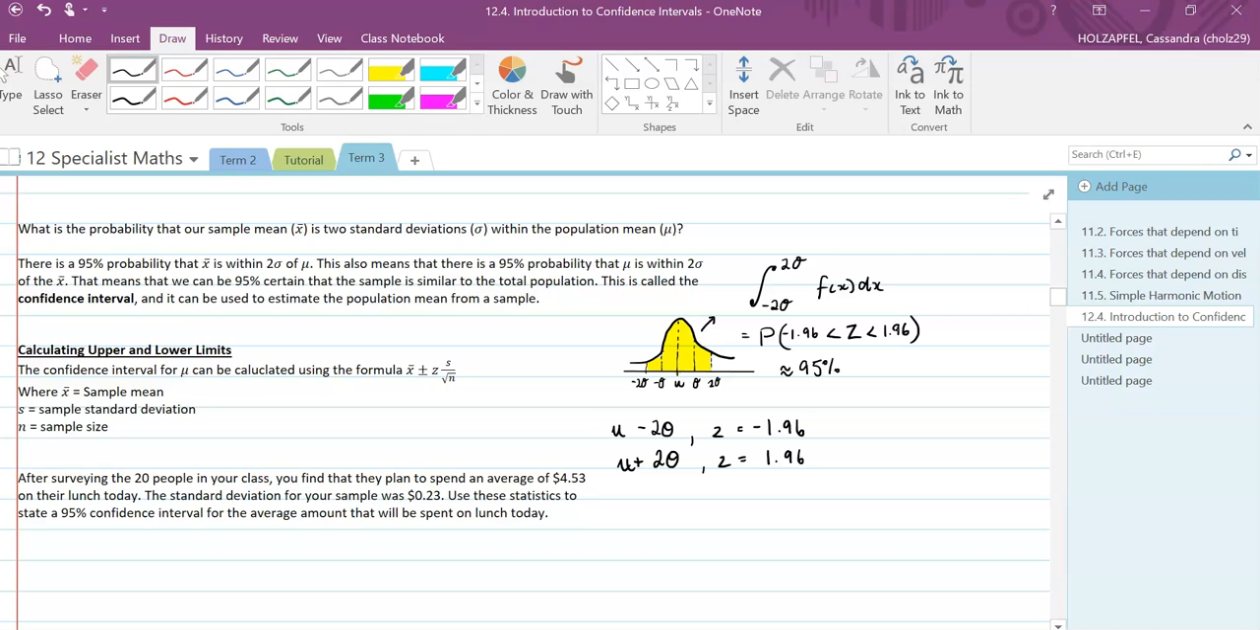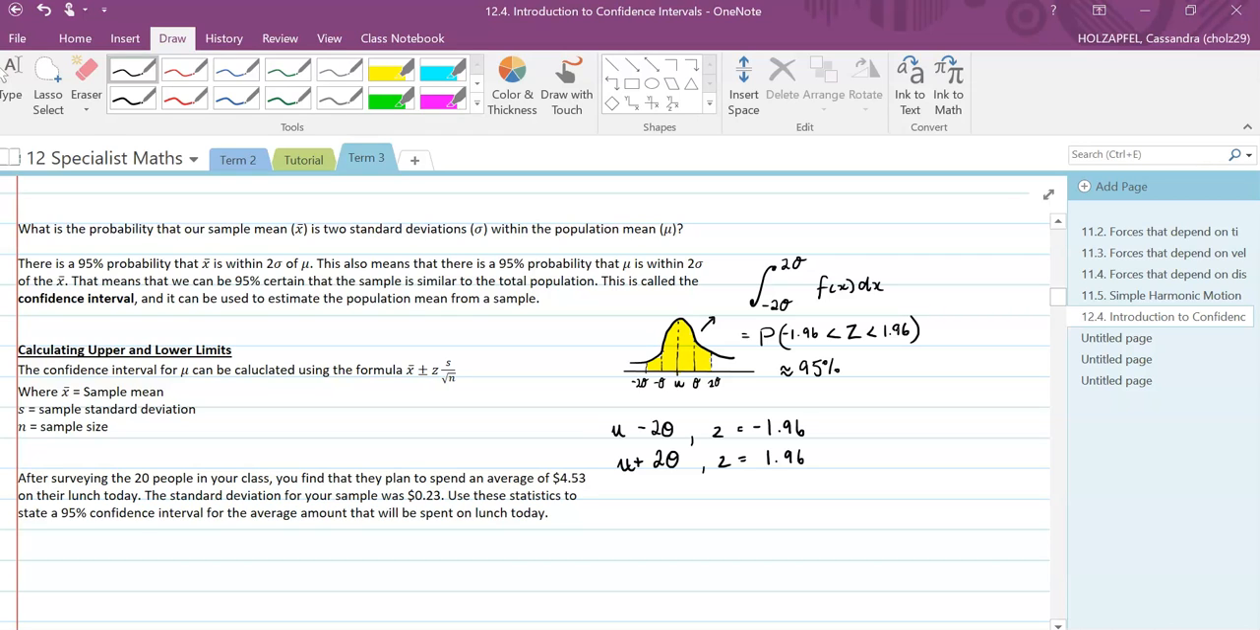So there's a 95% probability that the sample mean is within 2 standard deviations of the population mean. Very carefully, just listen to this. This also means that there is a 95% probability that your population mean, your actual mean, is within 2 standard deviations of the sample mean. So you can be 95% certain that your sample mean is similar to the total population mean. This is called a confidence interval, and we can use it to estimate the population mean from a sample.